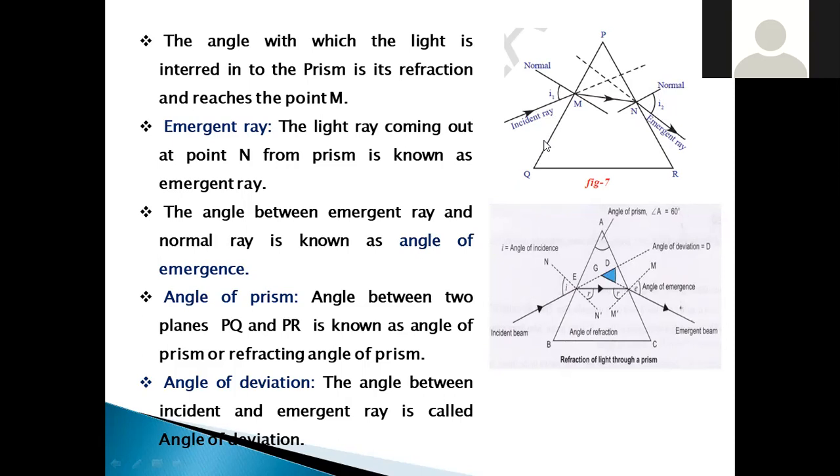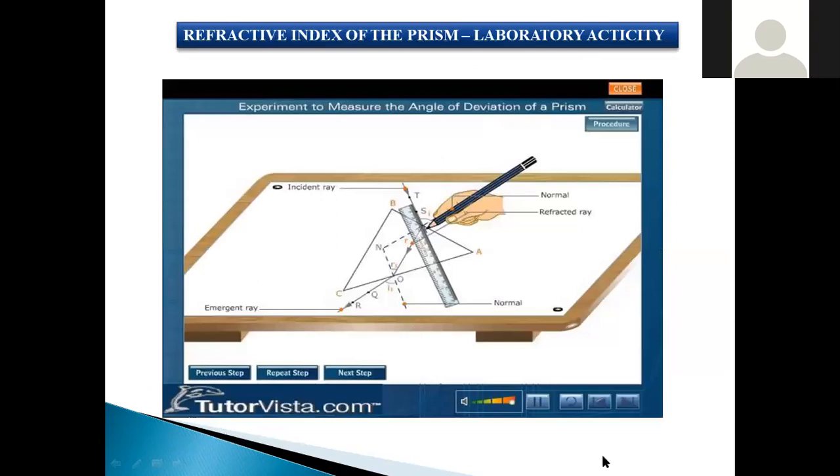And next is the angle of deviation. Angle of deviation is nothing but, when we extrapolate the incident ray and emergent ray, the angle generated between the incident and emergent ray, right?